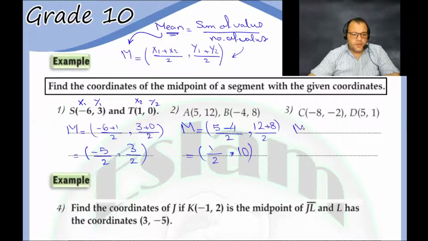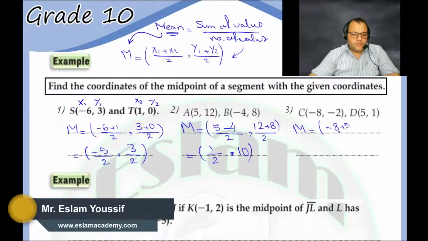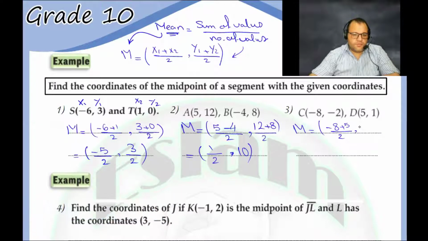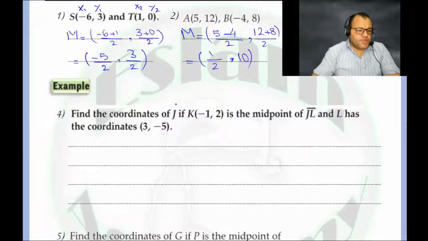M equals minus 8 plus 5 over 2, and minus 2 plus 1 over 2, which equals negative 3 over 2, and negative 1 over 2. Any problem for this one? No. Okay. Now we need to find the coordinate of the point J.